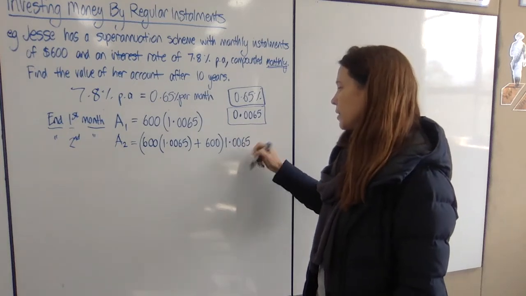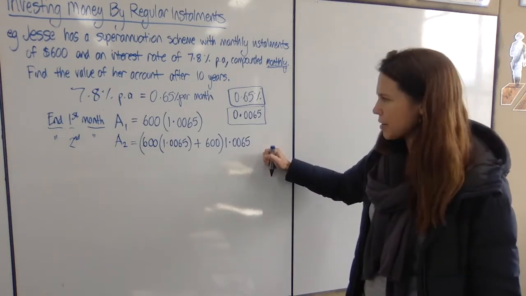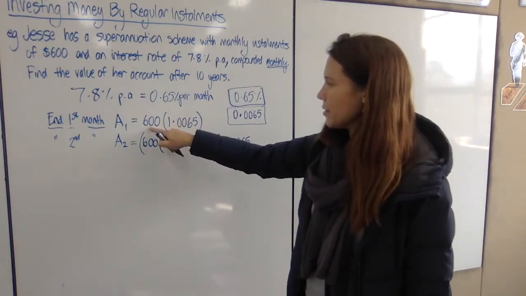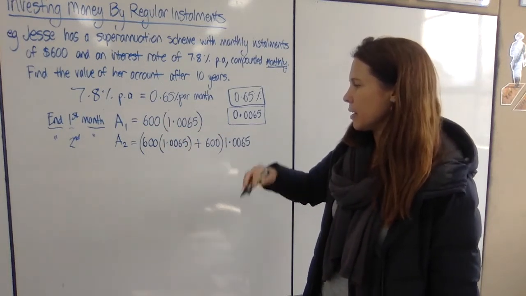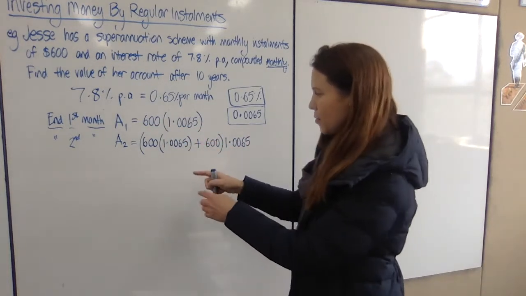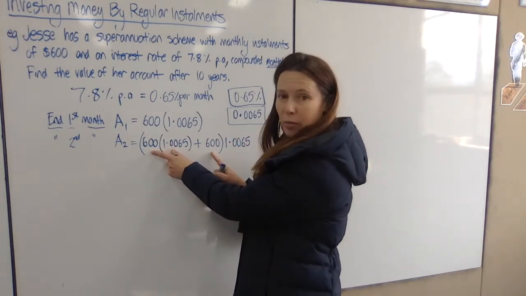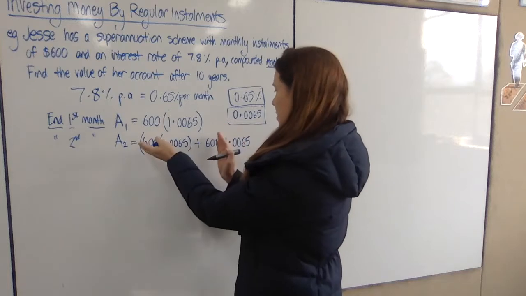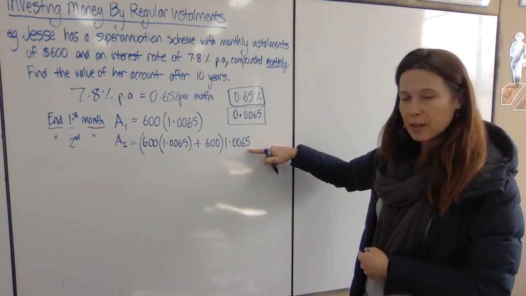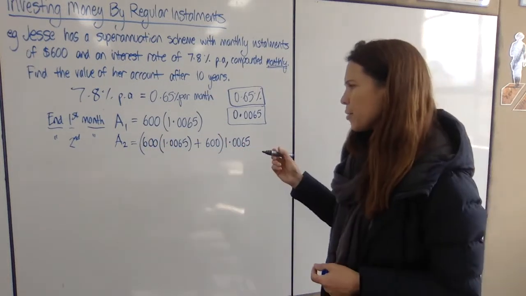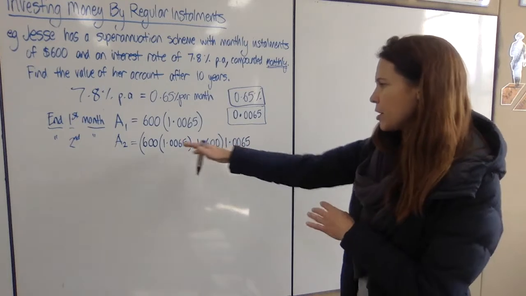And our bit is this. Does that make sense? So we've put the money in and it's got interest on it. In the second month, we've got the money that we had, we've added to it, we've put $600 in, and then at the end of the month, we've accrued interest.